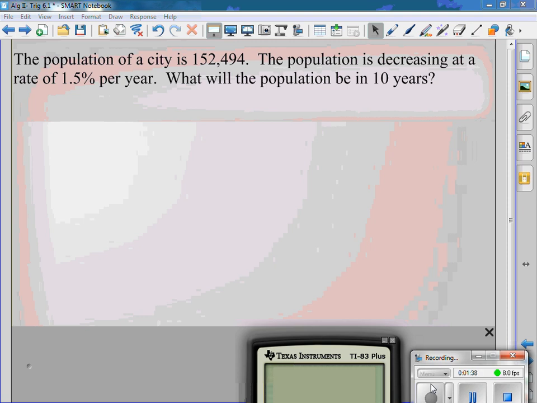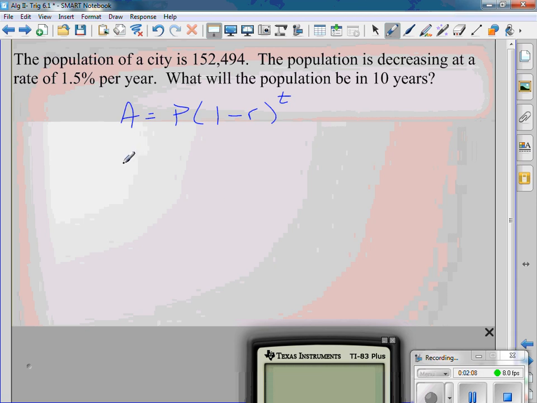So the one thing you should know right off the bat, what should your answer look like? It should be less than that, 152,000. If you end up with a number bigger than 152,000, you have a problem. So we're going to use the formula. A equals P times quantity of 1, which one am I going to use, the plus or the minus? Minus R to the T.